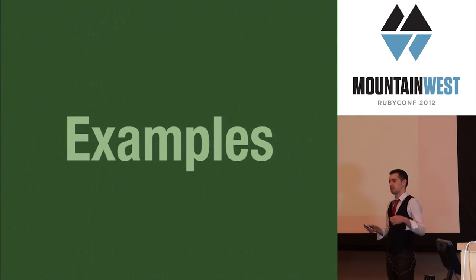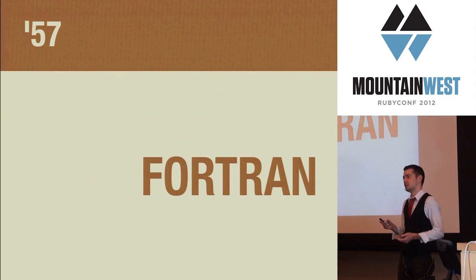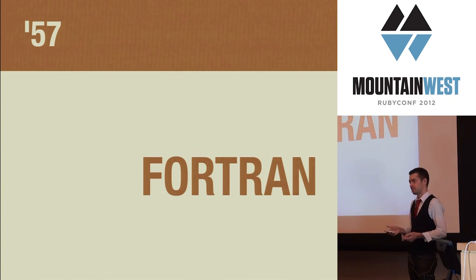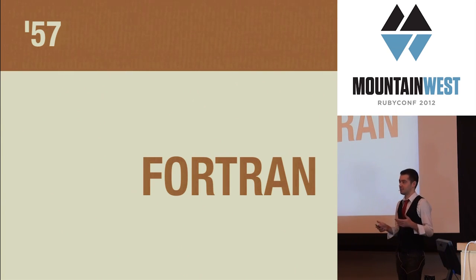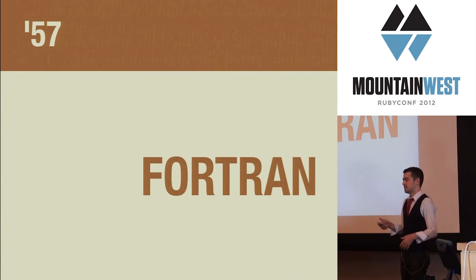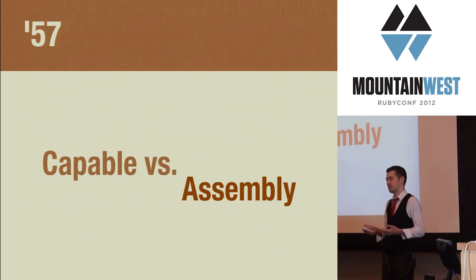I'm going to give you a few examples to make it a little more concrete, because that was very abstract. I have six examples spanning 47 years of the industry, the first of which is 1957 Fortran. Fortran is pretty much a pure capability response to assembly language. It is slightly higher level. It has things like if and variables, although also it has GoTo, and GoTo is extremely widely used back in the early days of Fortran. But it is a slightly higher level vocabulary. It allows you to express slightly higher level ideas. So it's a capability response to assembly language.